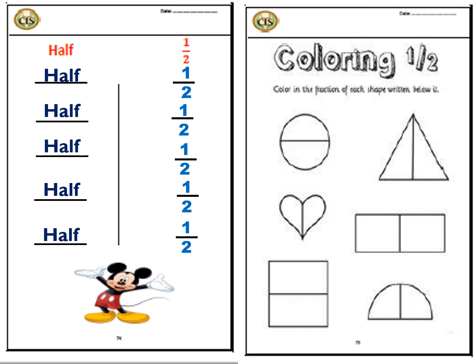The second exercise, coloring the half part. I have the shapes and I will color half. So the first shape, a circle, divided into 2, so I will color one part with yellow. I have a triangle and a heart. I colored half of the heart. I colored the half like this.